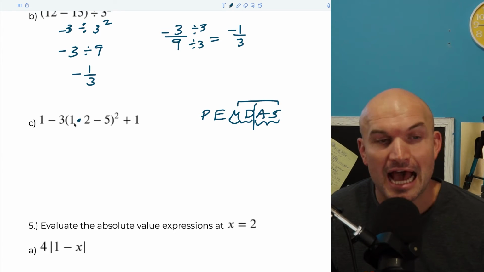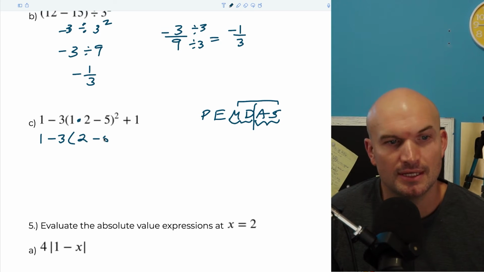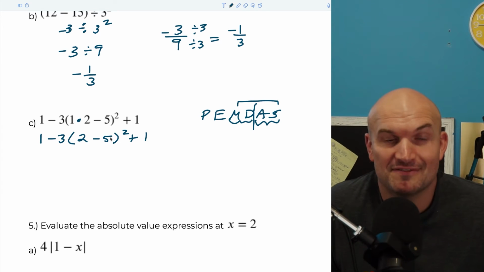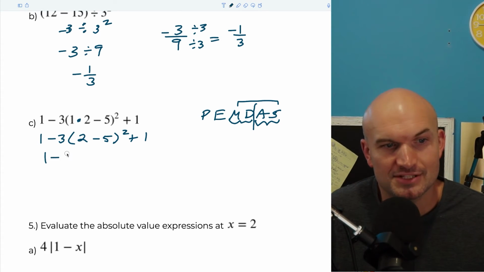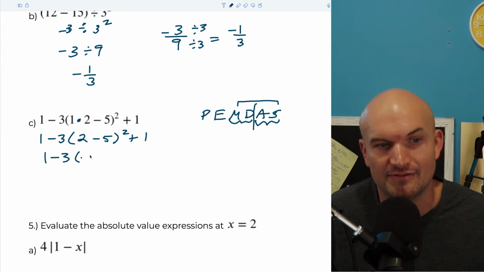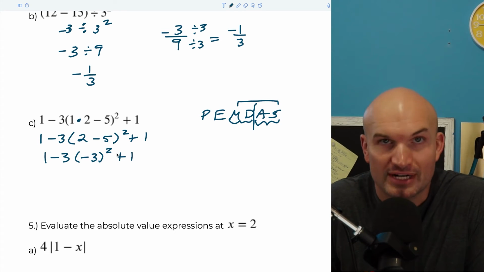So what that means is I'm going to multiply this 1 times 2 first. So I have a 1 minus 3, and 1 times 2 is going to be a 2. Minus 5, quantity squared, plus 1. Okay, now the only thing left in the parentheses is to subtract. So let's go ahead and subtract. 2 minus 5 is going to be a negative 3. Quantity squared, plus 1. All right, so I've technically gotten rid of my parentheses.